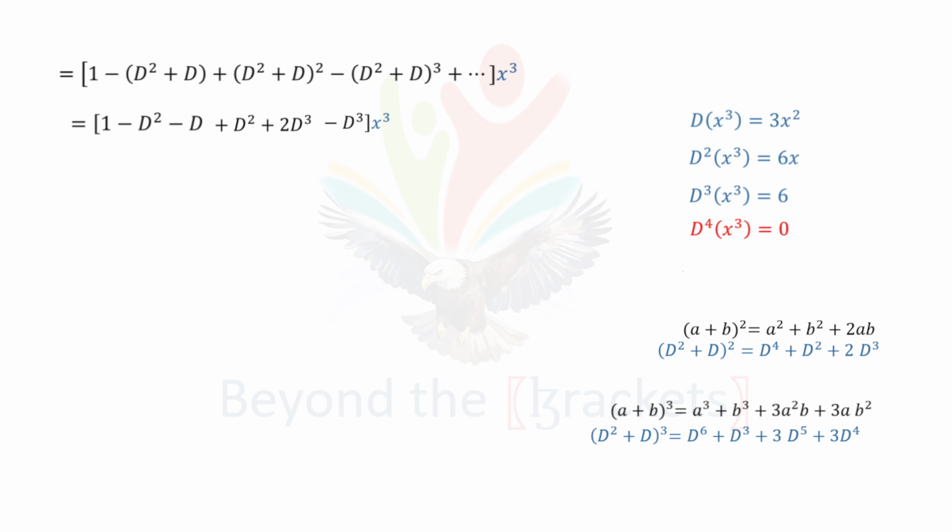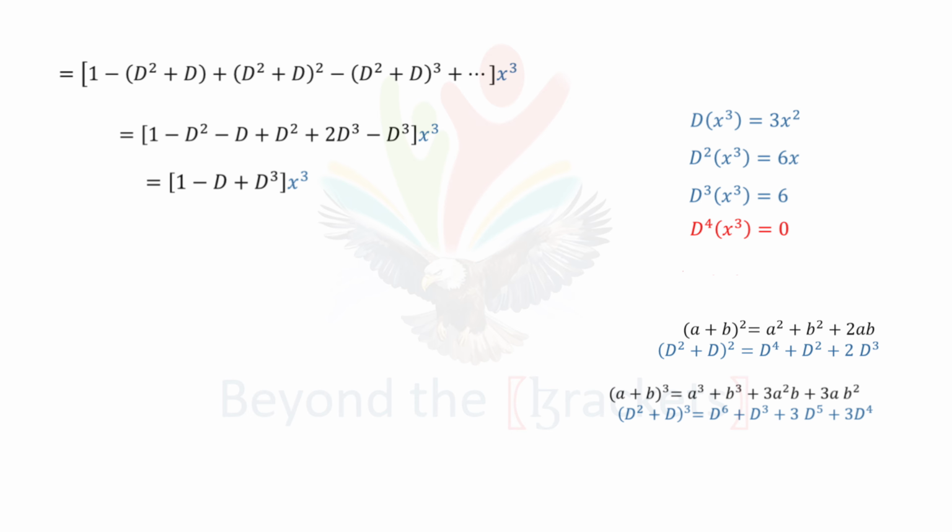Simplifying this, minus D square plus D square gets cancelled. 2D cube minus D cube will become D cube. So we get 1 minus D plus D cube into x cube. Applying this to x cube, we get 1 into x cube will be x cube. Differentiation of x cube will be 3x square and D cube of x cube will be 6.